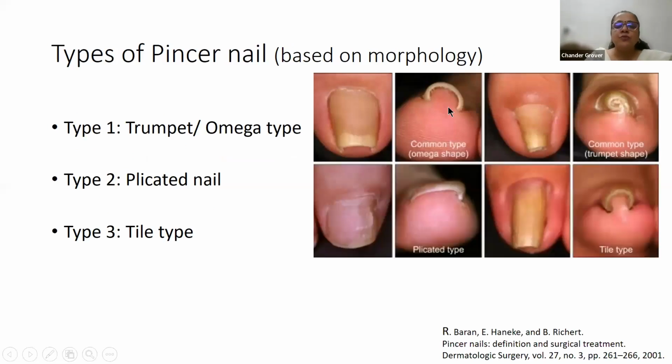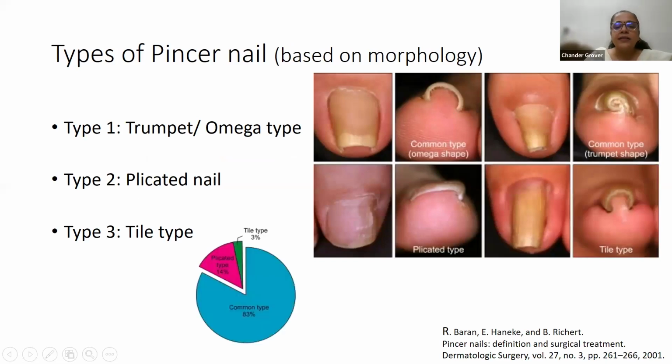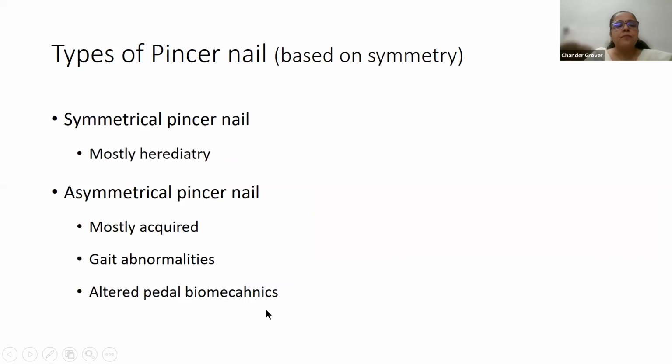The second one is known as plicated. On one side only, the curvature is increasing and it is going down. And the third is the tile-shaped nail, where both sides have straight edges as compared to this curvature. Out of these, the trumpet or omega type is the commonest. Now, pincer nail. We treat it like an ingrown nail, but it has its own story to tell.